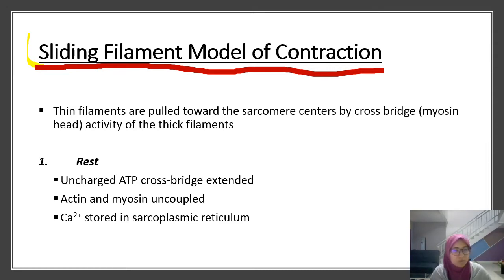So it has four phases. The first one is rest. During rest, the uncharged ATP cross bridge is extended. That means the sarcomere is extended. No ATP, actin and myosin uncoupled. There are no cross bridges between actin and myosin. Calcium ions are stored in the SR. Remember the function of the SR.